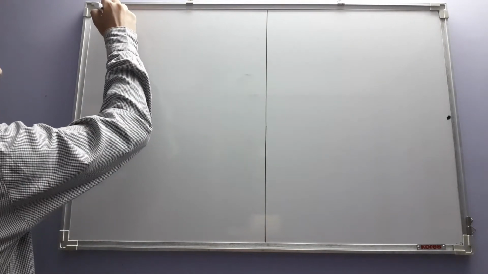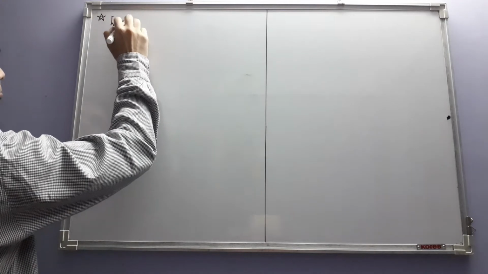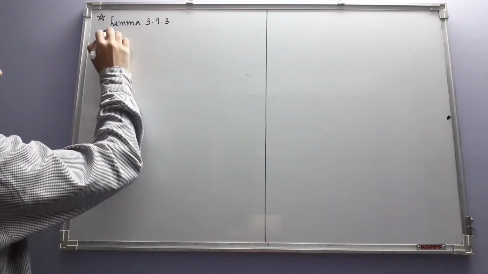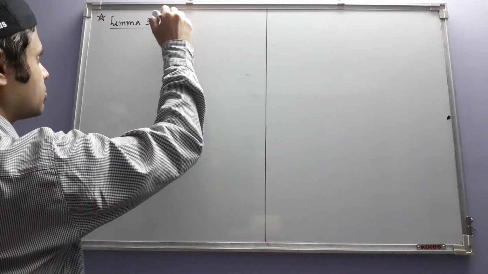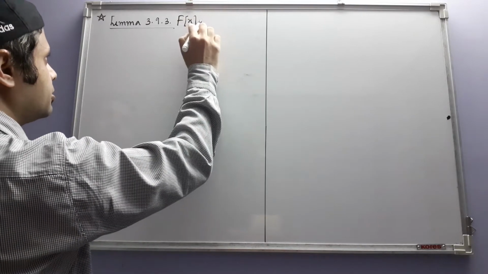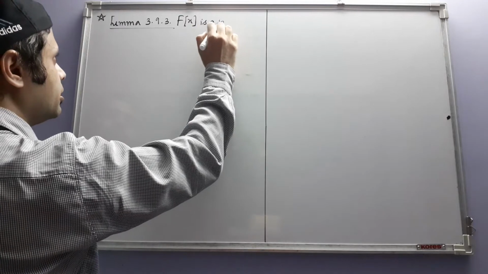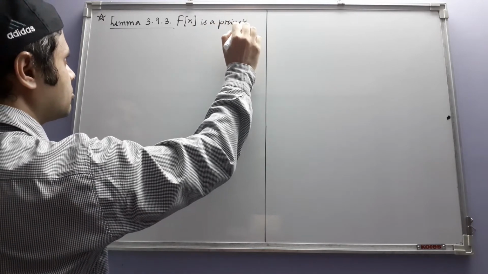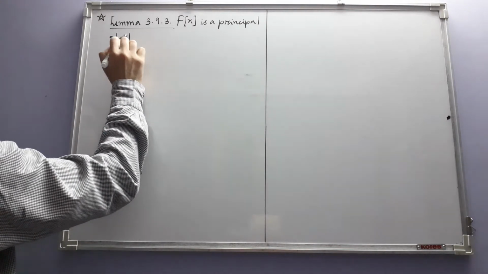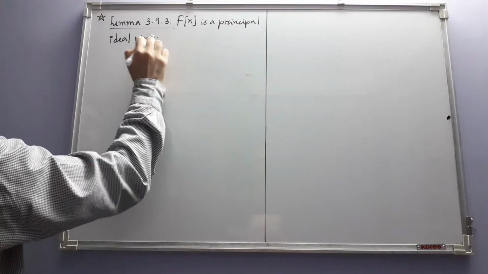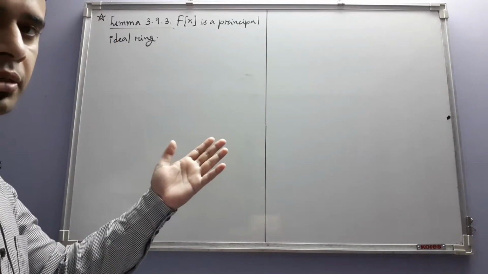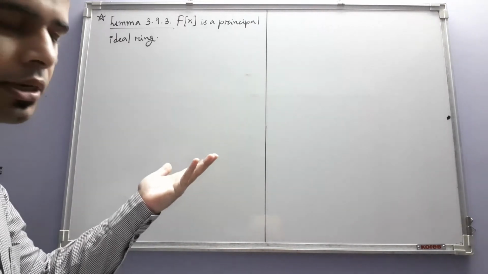We start with lemma 3. This one says that our polynomial ring F[x] is a principal ideal ring. Every Euclidean ring is a principal ideal ring. Since F[x] is a Euclidean ring, we have already seen, it's also a principal ideal ring.